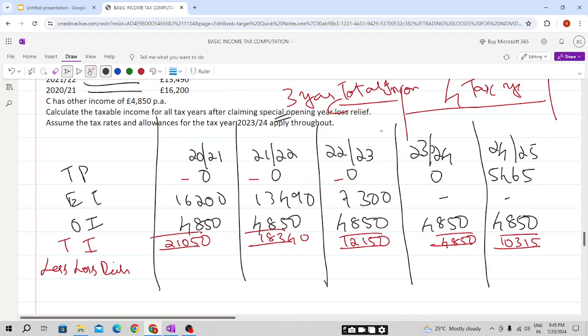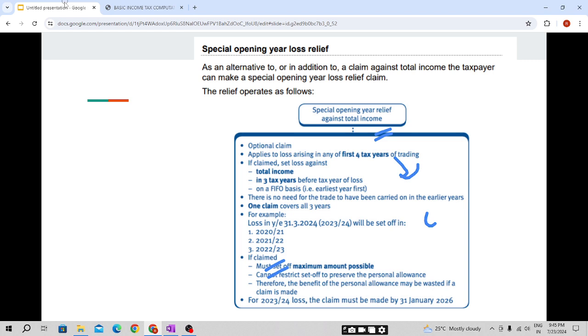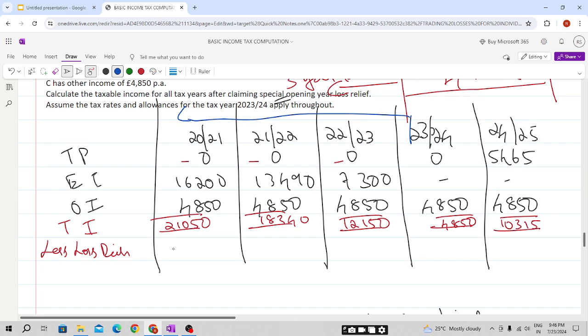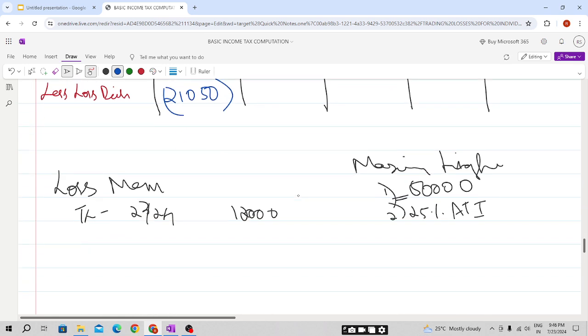So now, the opening year rules set off against total income in the 3 tax years before the tax year of loss. This is the tax year of loss. The previous 3 tax years will be set off on a FIFO basis, first in first out. The first one will be 2021. So we can reduce the whole amount because the maximum is 50,000, students.